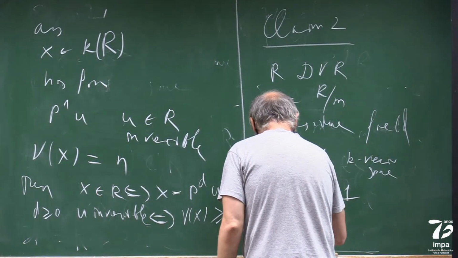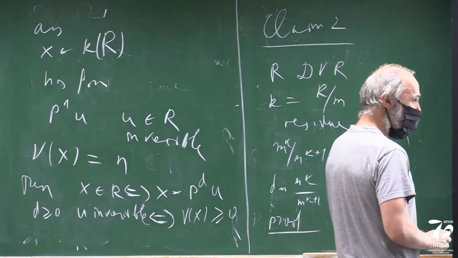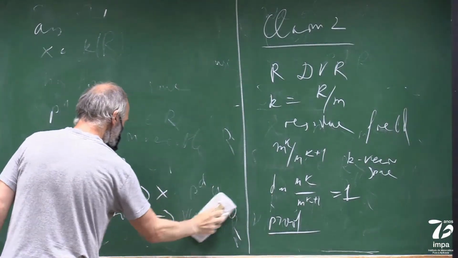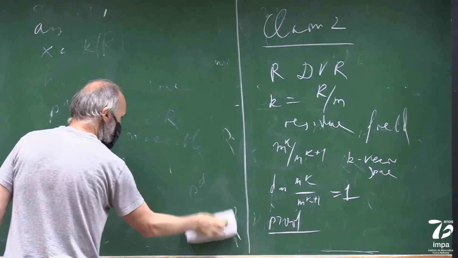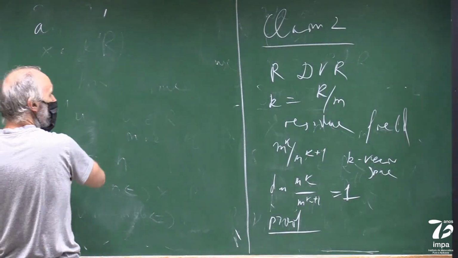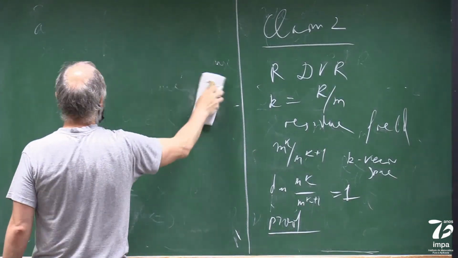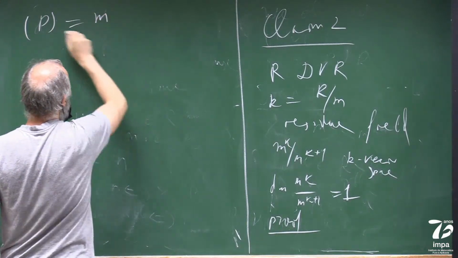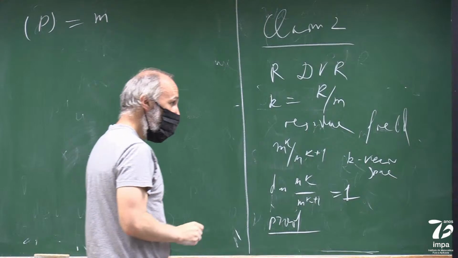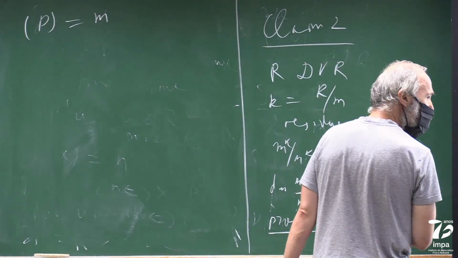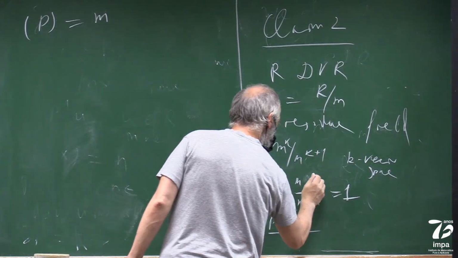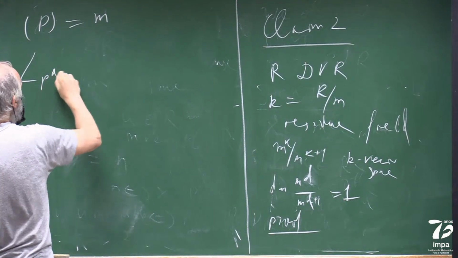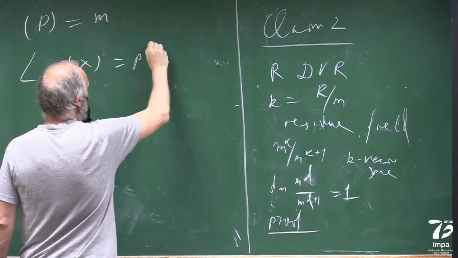So proof. Let's consider a generator. This is a discrete valuation ring, so it has a generator of the maximal ideal. So P is the generator, and M is generated by P. And consider the map multiplication by P power d. So it was d here, d and d, as in the slides. L_{P^d} of x is P^d times x.